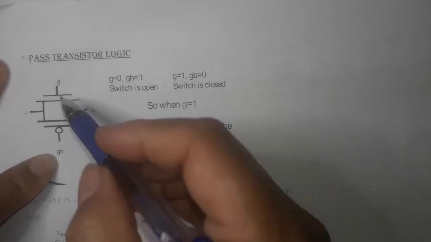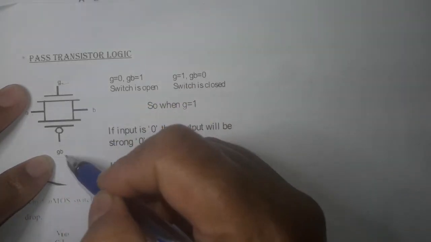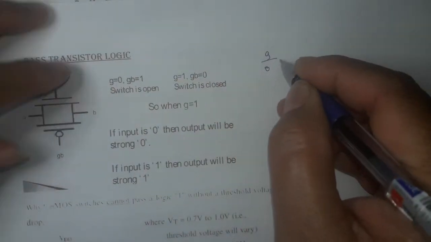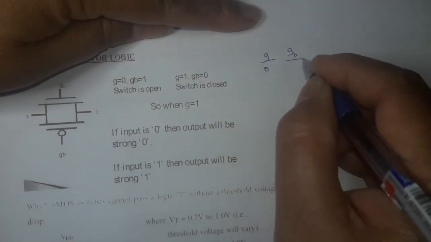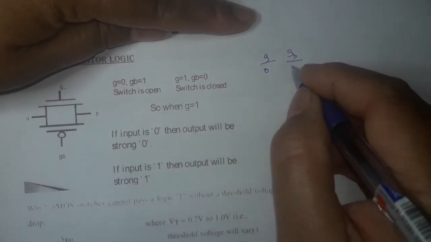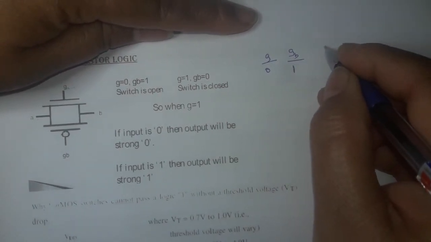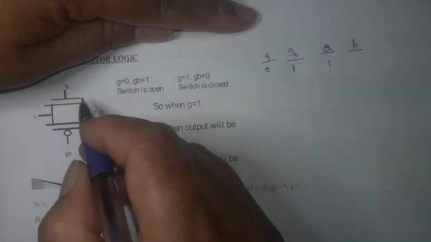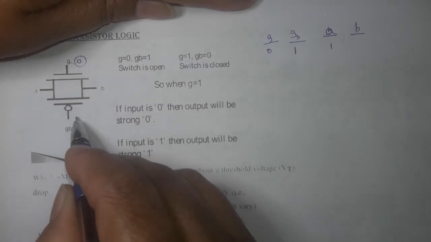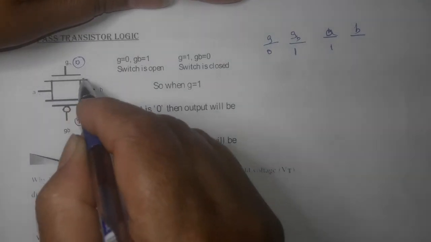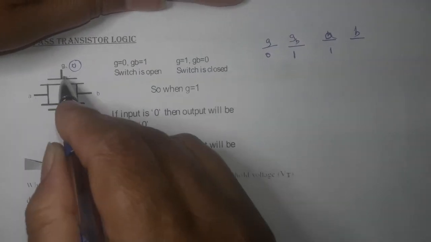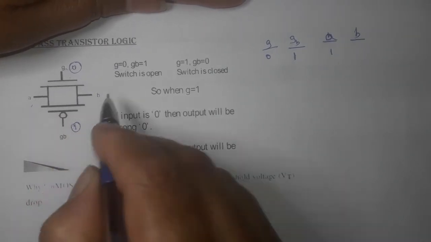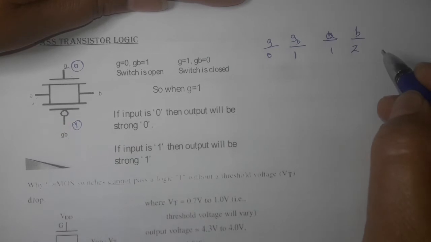How does this work? G is the control signal, GB is the complementary control signal on your PMOS. If I say G is 0, my GB, which is the complement of G, becomes 1. Then what will be the output B, if I say A is 1? Let us check. G is 0, GB is 1. So since this is 0 and this is 1, both are not conducting, so what is on the input is not available at the output. I can say it goes into a high impedance state.